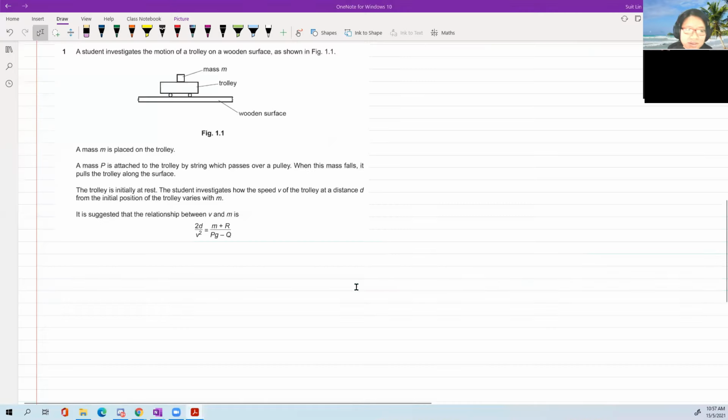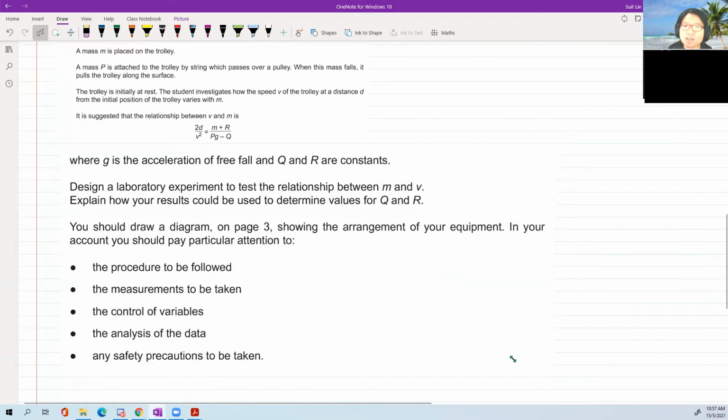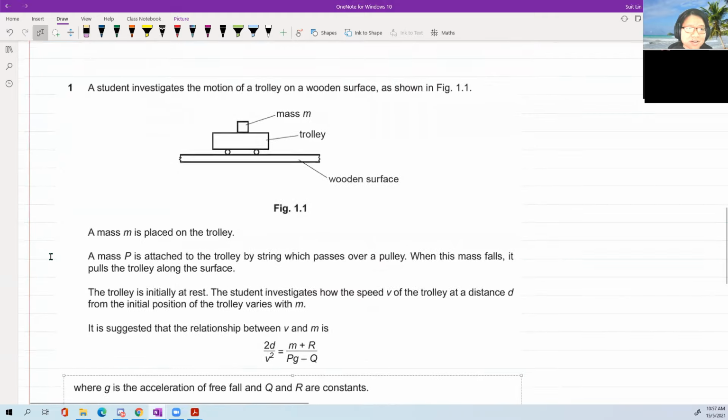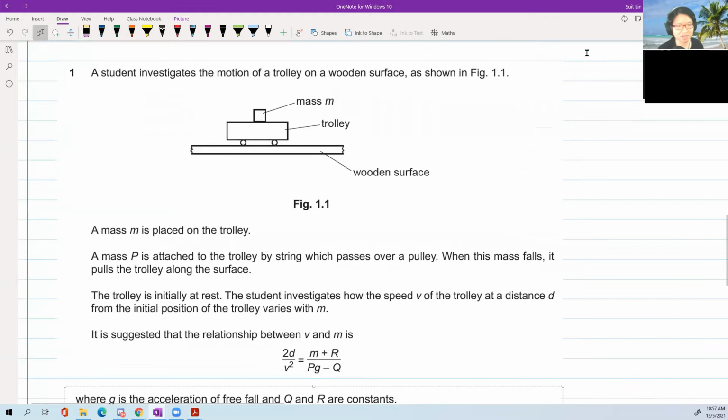For this one, I'm not going to write the whole experiment from scratch. If you want to see me write the whole experiment from scratch, go and watch the Feb March 21 paper that I did with my friend and colleague, Miss Ellie. It's available on YouTube. Here we have a trolley. They give you something that you start reading: motion of a trolley on a wooden surface. A mass M is placed on the trolley. By the way, this question is ON20 paper 52. So you put a mass M here.